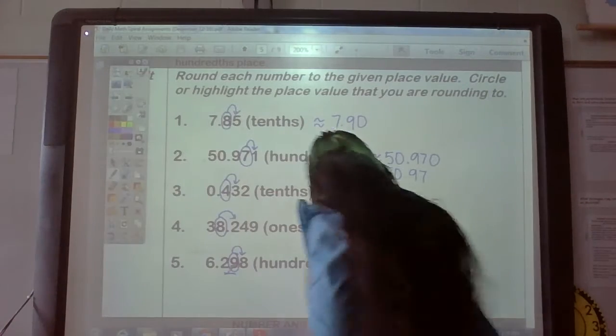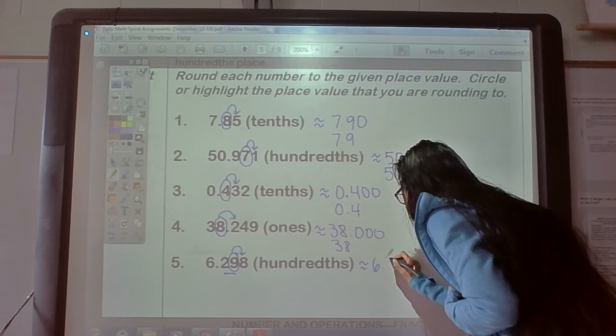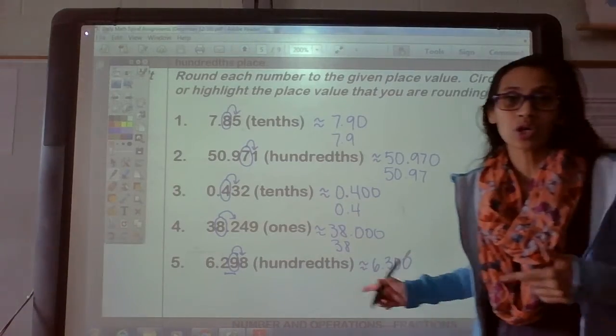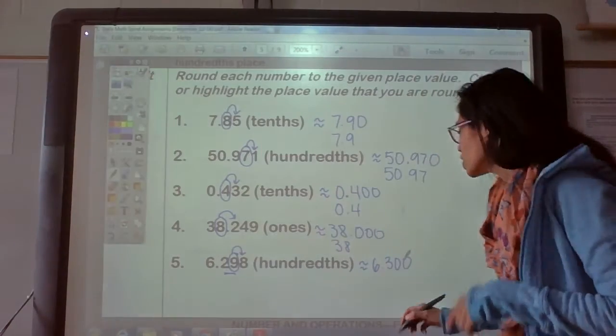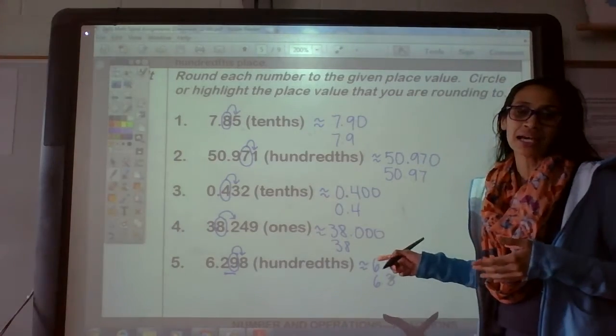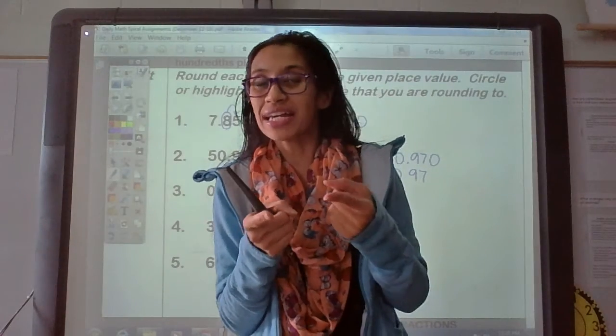That's right. Write your approximate symbol right here. And then the last digit becomes a 0. And what can we do with those zeros? Drop those zeros. And we have 6 and 3 tenths just like that. So you can write both answers, one answer, whichever one, as long as you have the correct answers.